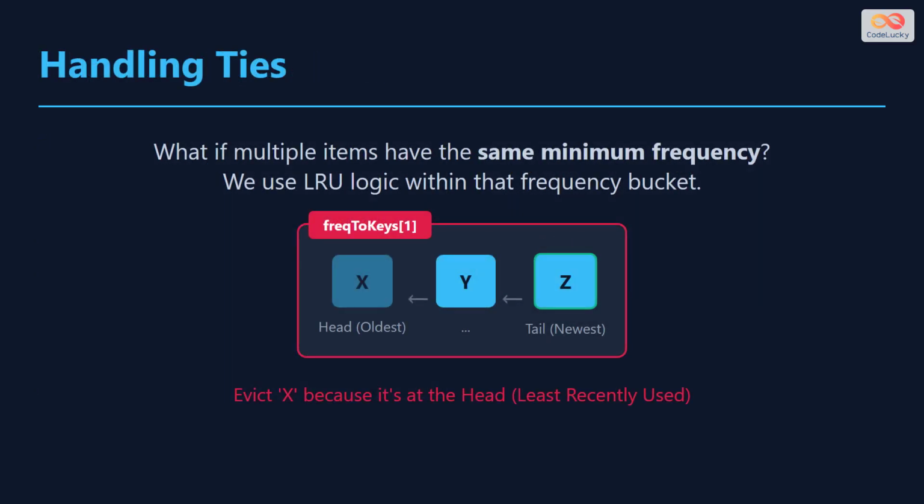A common edge case arises. What if multiple items have the same lowest frequency? For example, 2 items have both been used exactly once. In this case, the standard approach is to fall back to LRU logic. We evict the one that was added or used earliest among that group.